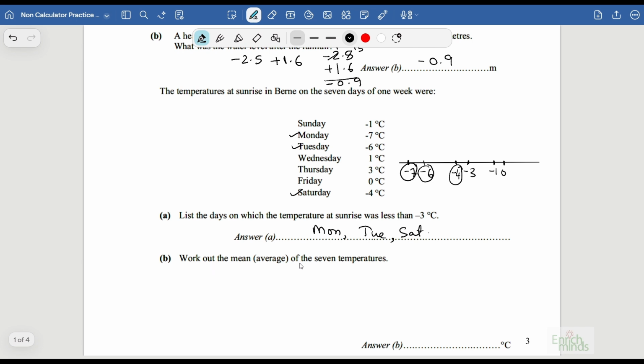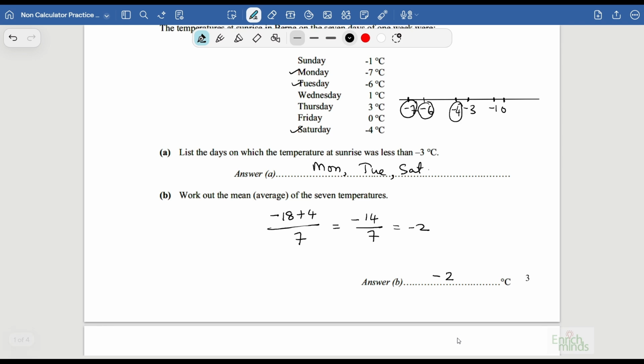Work out the mean or average of the 7 temperatures. To find the mean, we add all these values and divide by the total number of days. When we add them, I can add all the negative numbers together and then the positive. So -1 plus -7 is -8, -8 plus -4 is -12, -12 plus -6 is -18. And then 1 plus 3 is +4, and all of it is divided by 7. So 4 added to -18 gives -14 over 7. So that's -2. The average or the mean of all these temperatures is -2.